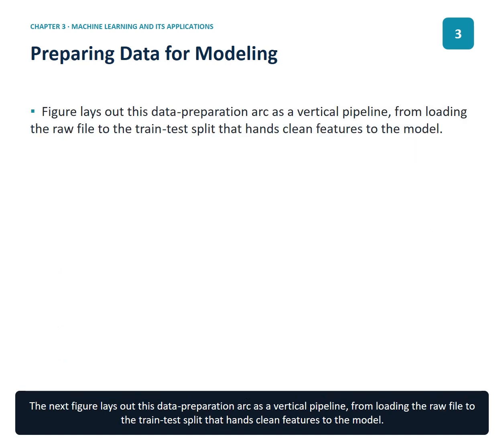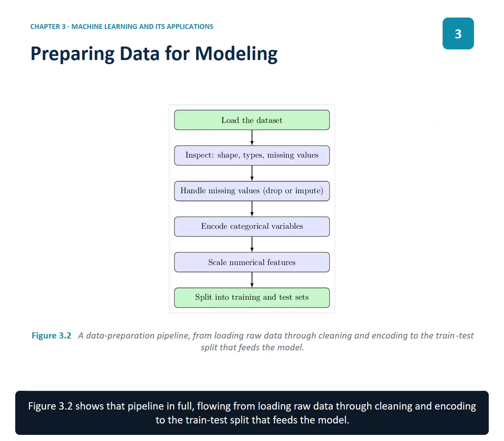The next figure lays out this data preparation arc as a vertical pipeline, from loading the raw file to the train test split that hands clean features to the model. Figure 3.2 shows that pipeline in full, flowing from loading raw data through cleaning and encoding to the train test split that feeds the model.